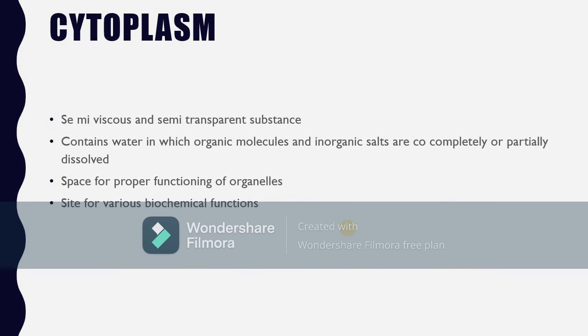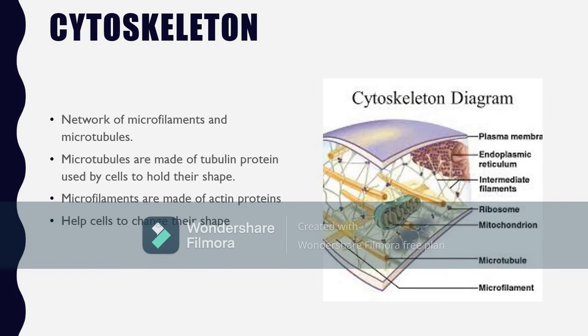Then cytoplasm. It is a semi-viscous and semi-transparent substance. It contains all the organelles of the cell. So it contains water, in which organic molecules and inorganic salts are completely or partially dissolved. What are the organic molecules? The proteins, carbohydrates and lipids. It is also the space for the proper functioning of the organelles and for the various biochemical functions. For example, glycolysis, that is the breakdown of glucose during cellular respiration, also occurs in the cytoplasm.